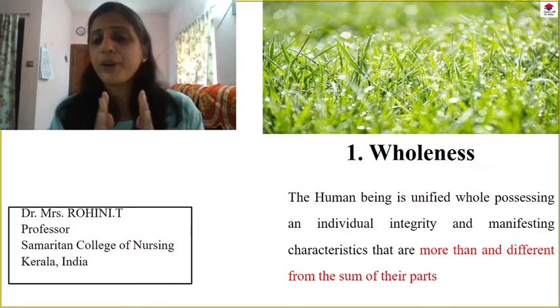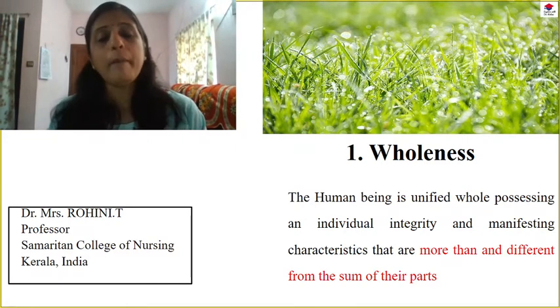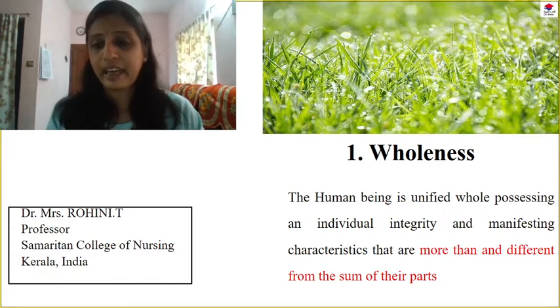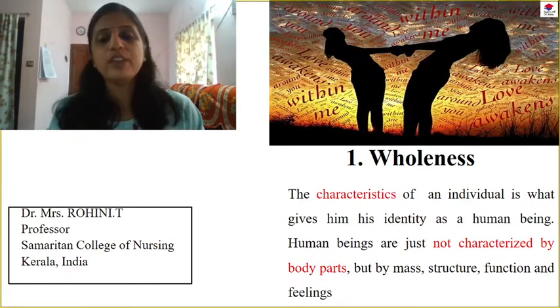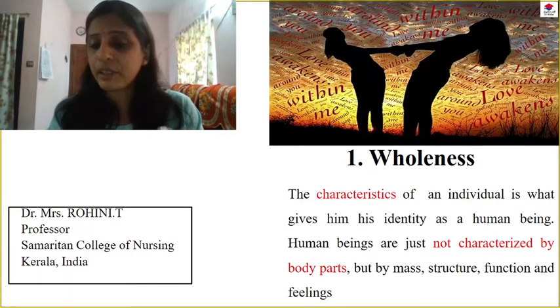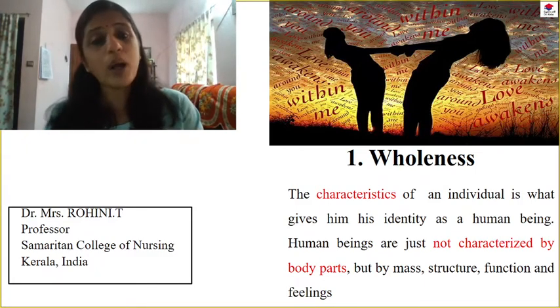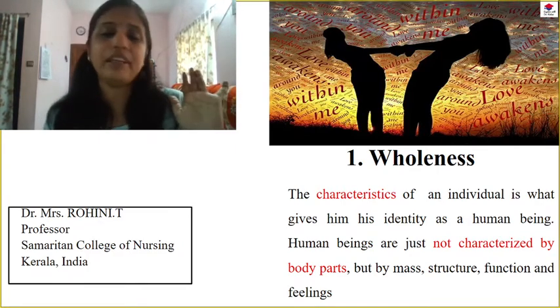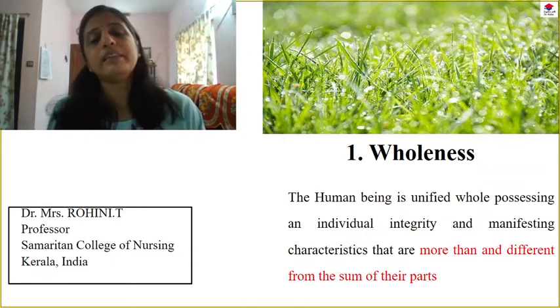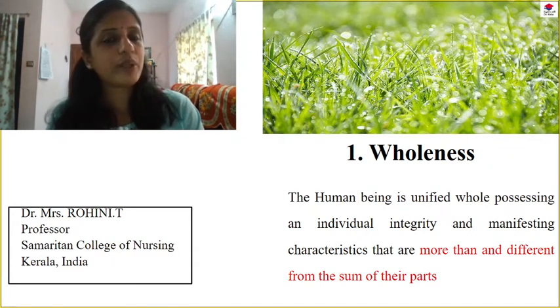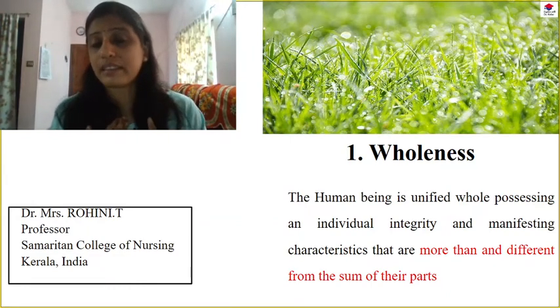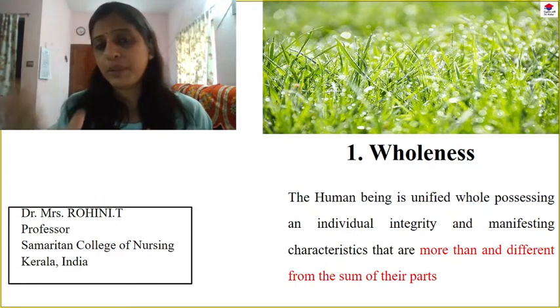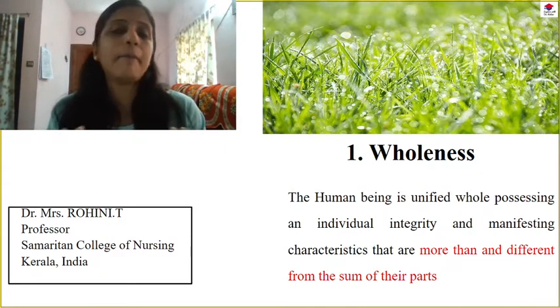Roger believed that a human being is a unified whole, possessing an integrity and manifesting characteristics which are more than, or different from, the sum of their parts. So the characteristic of an individual gives him his identity as a human being. They are not just characterized by their body parts, body mass, structure, function, and feeling. So what is Roger trying to tell? When you are going to give care to the patient based on Roger's theory, you should understand that Roger's assumption is that this unitary human being is not just the sum of the parts.